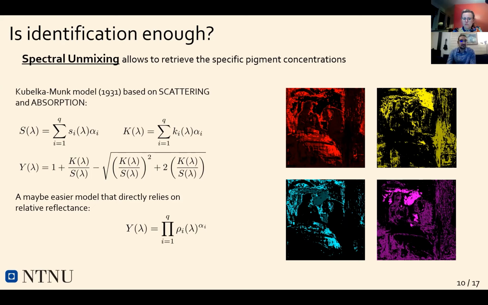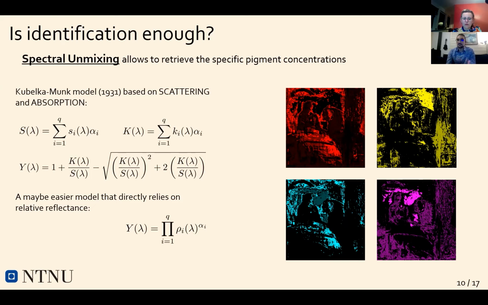I'm not going through the model now. This is also the simplified version. But we can also have easier models like the one that is reported below. And so in the end, by going pixel by pixel, we can create, in this case quite fake, not real, but we can create concentration maps.